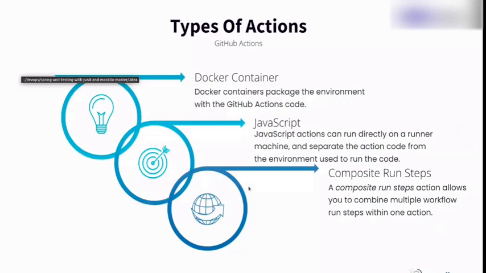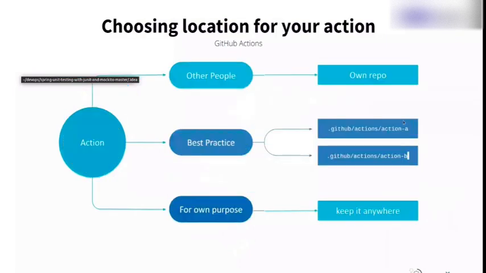Let's suppose you just want to create your own actions, you don't want to use the actions which are already present in the marketplace. You can create your own actions and use them as well. The composite run step action allows you to combine multiple workflow run steps within one action. So these are the different types of actions that we can actually use or create in GitHub.